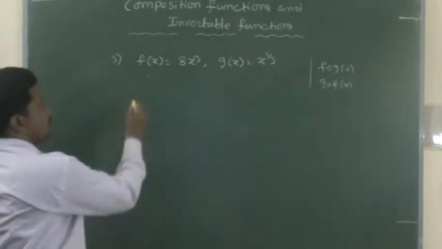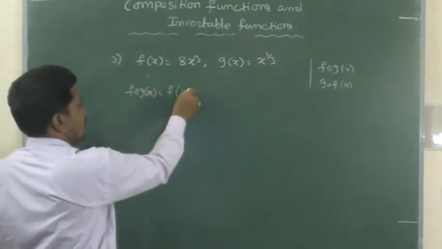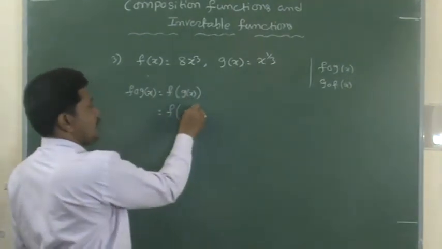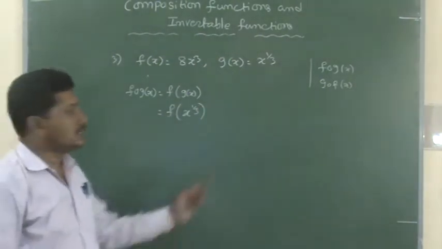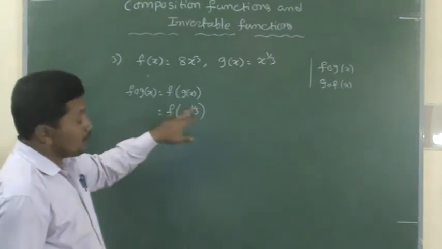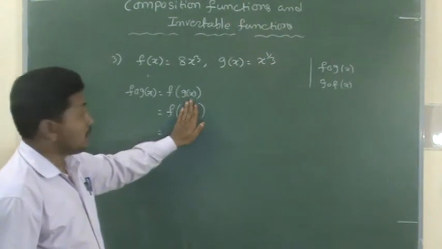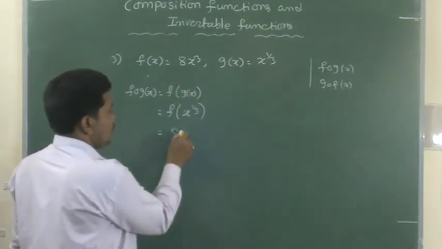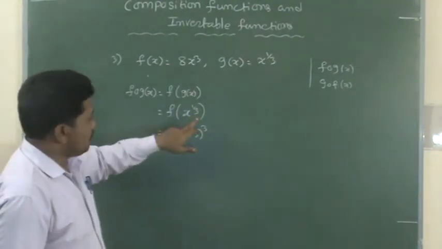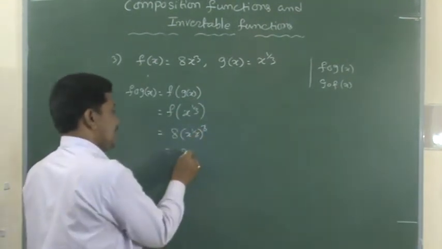Now, what is f circle g of x? This is f of g of x. Okay, good. What is g of x? g of x is x power 1 by 3. Now, what is f of x? In place of x, you want to write this entire thing. So, 8 times x power 1 by 3 whole cube. In place of x, I want to write the whole thing. And after that, cancel, we get 8x.